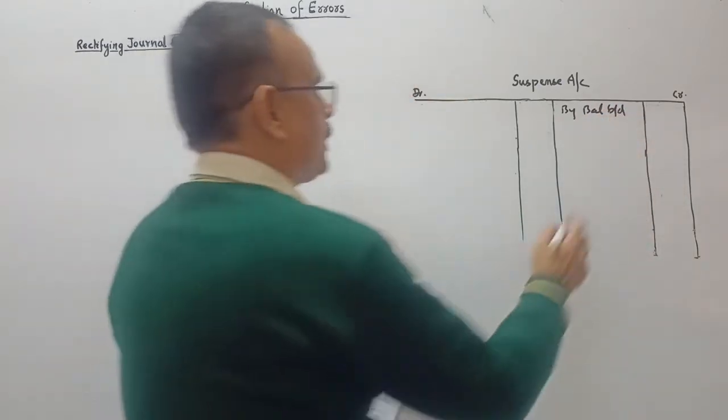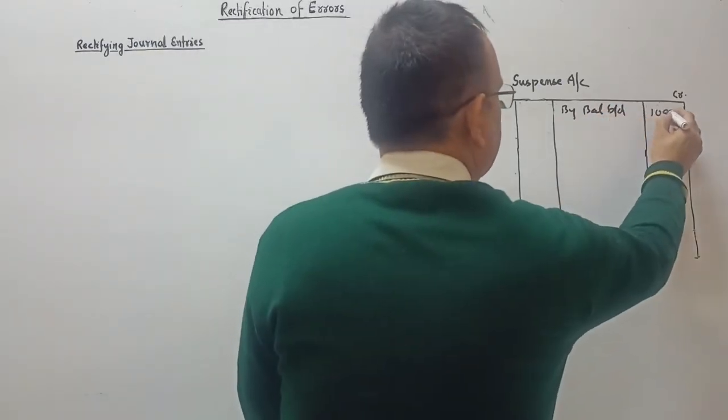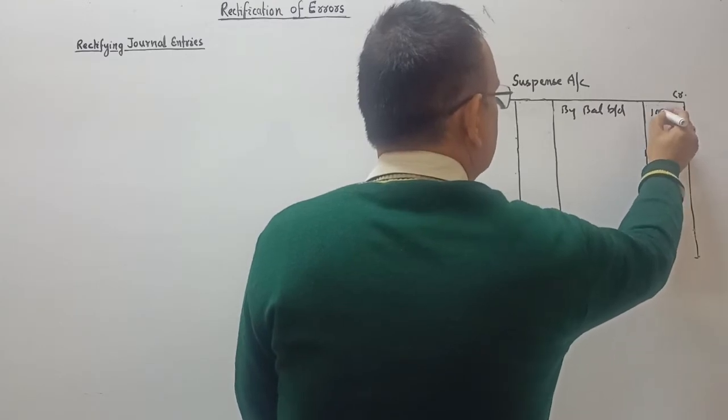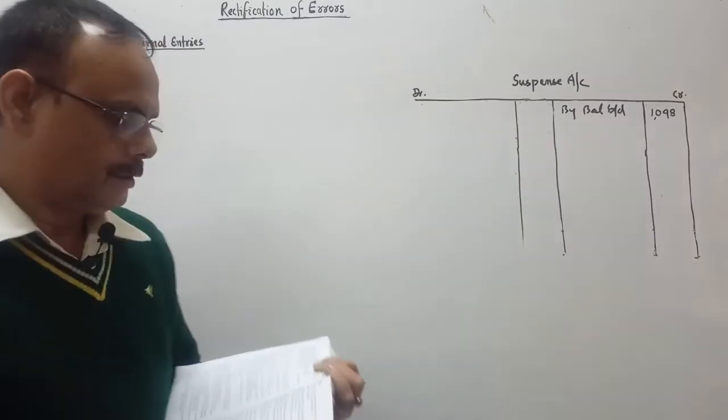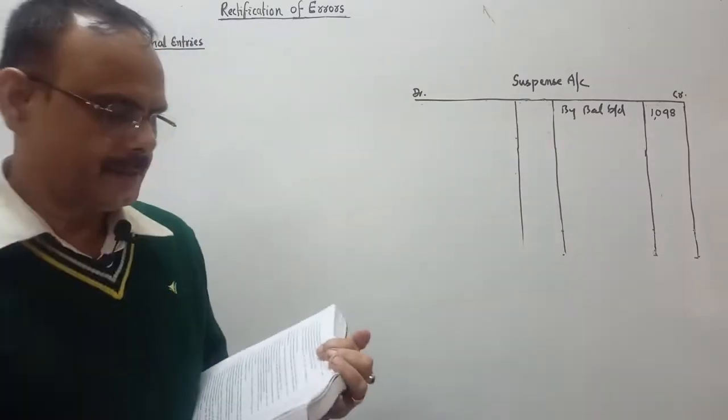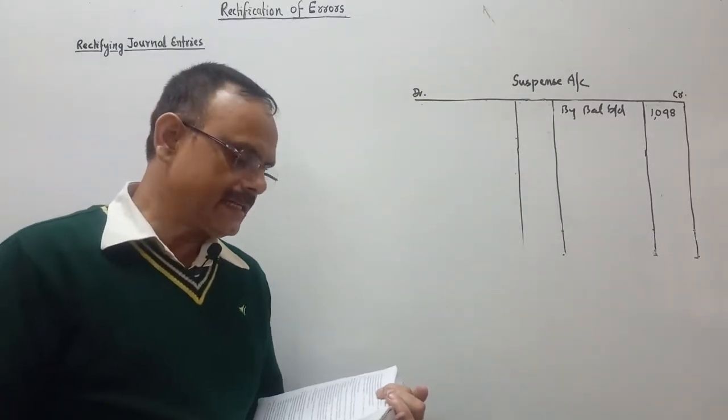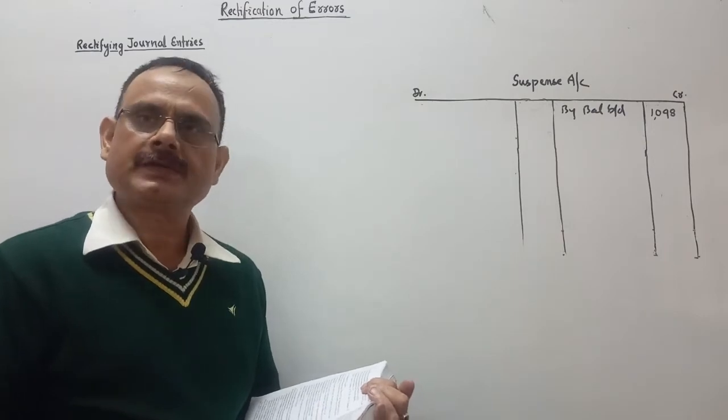The amount is 1098. So in taking out a trial balance, an accountant finds an excess debit of rupees 1098.